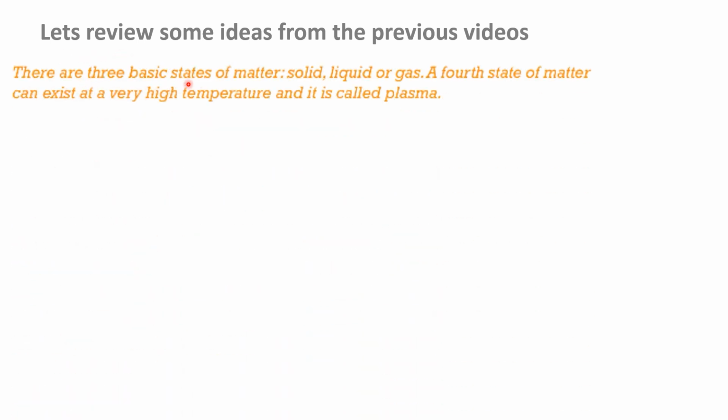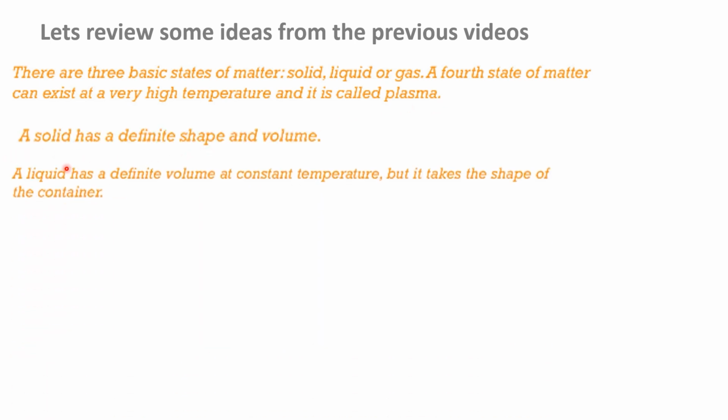There are three basic states of matter: the solid, liquid, or the gas, and a fourth state of matter that can exist at a very high temperature, and this state is called plasma. A solid has a definite shape and volume. A liquid has a definite volume at constant temperature, but it takes the shape of the container. A gas takes the shape and volume of the container.